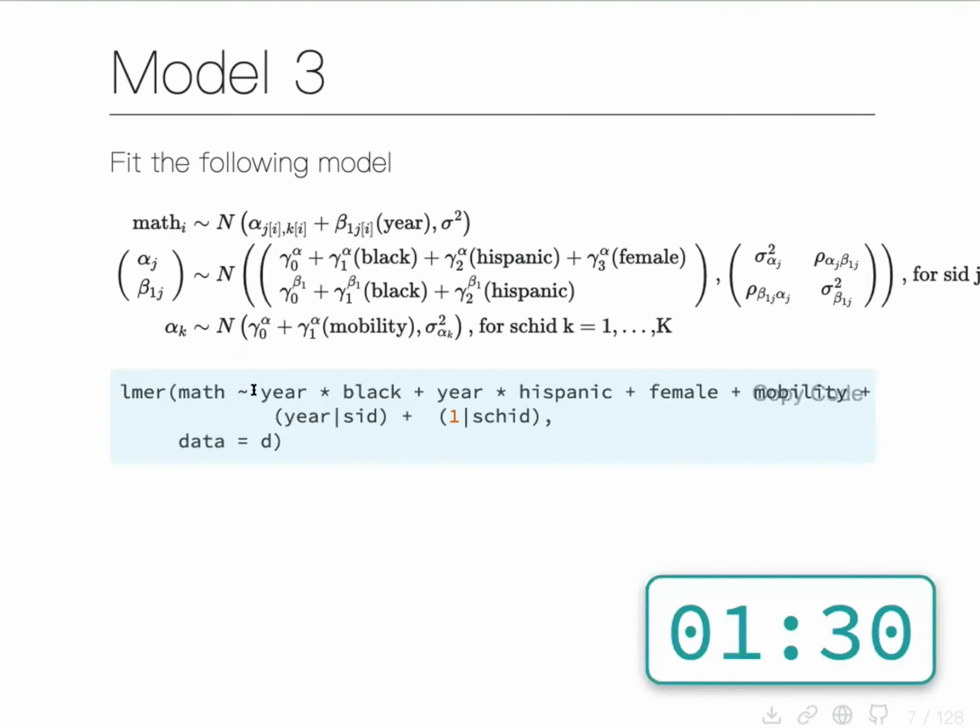So we have it like this: year times Black, year times Hispanic, and that's going to expand out to year plus Black plus Hispanic plus year colon Black, year colon Hispanic. So you could write it that way too if you wanted to. Then we just say plus female plus mobility. So that's this one and this one. If we don't have an interaction, they're just predictors of the intercept. And then we have year SID and one school ID. Any questions on that?